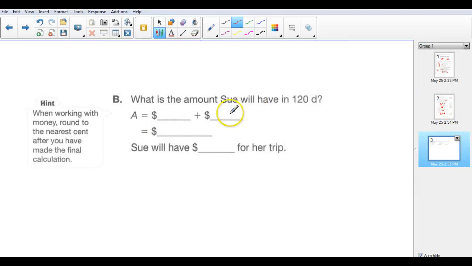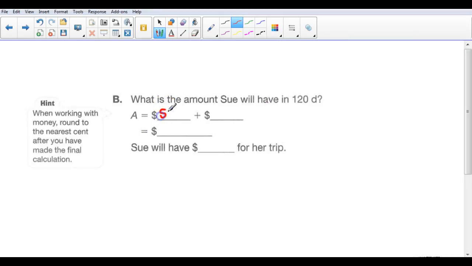So what is the amount Sue will have in 120 days? Well, it'll be the original $5,000 plus the interest that she earned, which was $8.22. So the amount of money she's going to have is $5,008.22. So Sue will have $5,008.22 for her trip. Okay, so go ahead and start the practice.